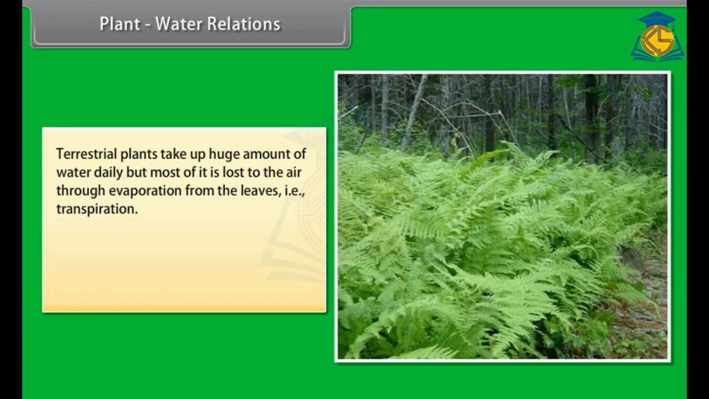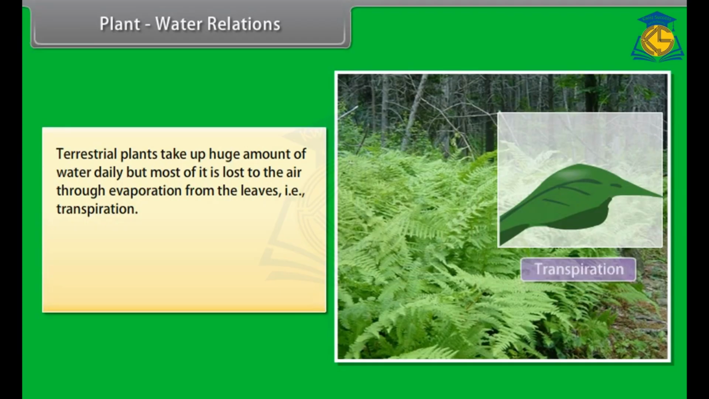Terrestrial plants take up huge amounts of water daily, but most of it is lost to the air through evaporation from the leaves, which is termed transpiration.